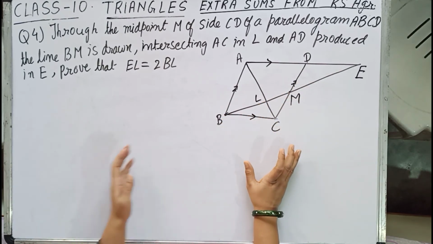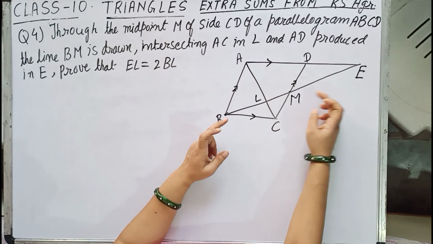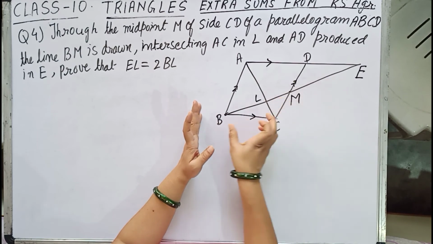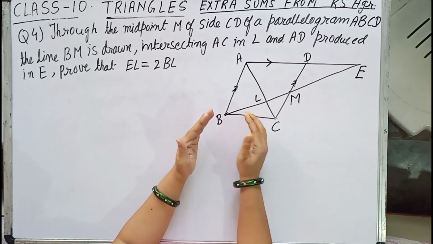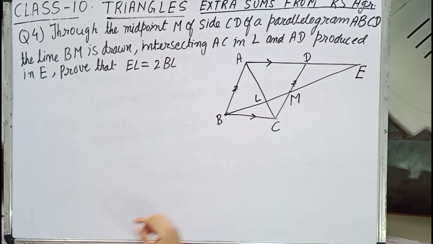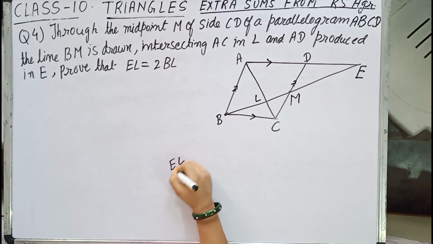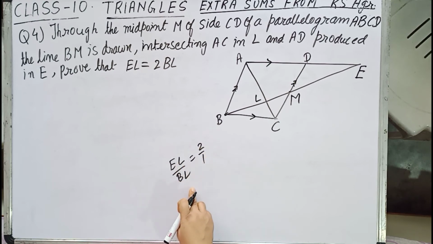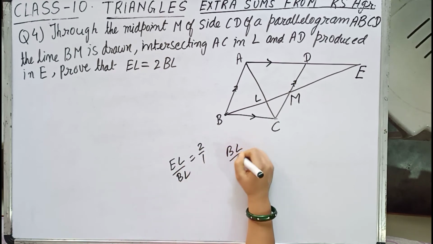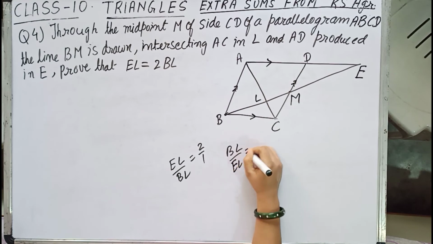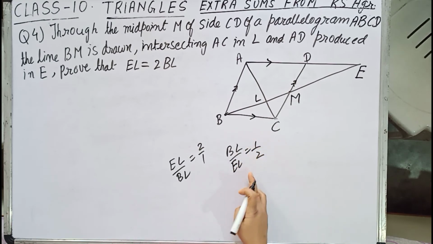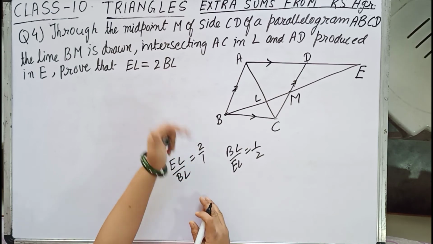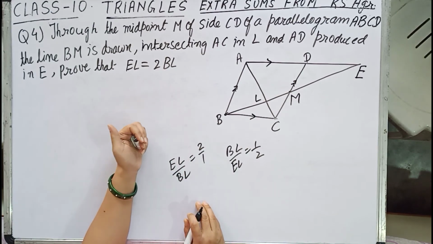Now, in this question, if we want to prove EL equals twice BL, then if we prove that EL by BL equals 2 by 1, we will get EL equals twice BL. Or if we prove BL by EL equals half, then also we get that EL equals twice BL. Whatever this ratio, if I prove it, I will get the required result.